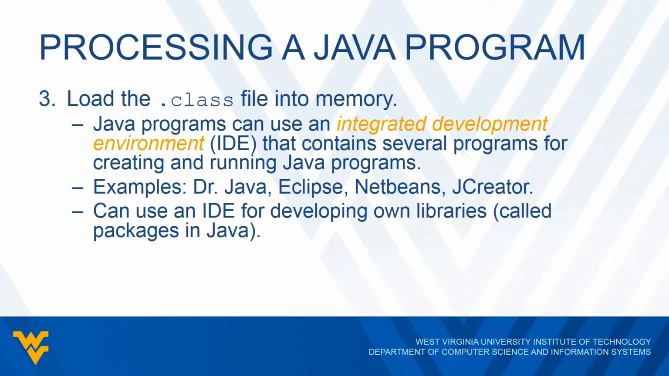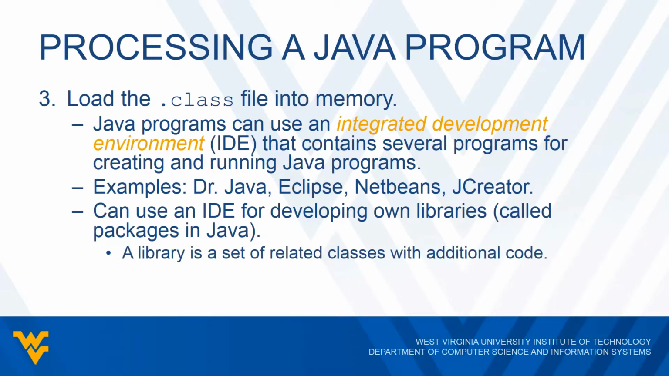Now in Java, we call libraries packages. In other languages, they're called libraries, but we call them packages in Java. So what is a library or a package? Well, it's simply a set of related classes with all the code we need for those classes. So we'll look at some examples later on. One such example would be a lot of the math operations that we want to do. That would be stored in a separate library, and all the classes and methods associated for performing math operations are stored there.